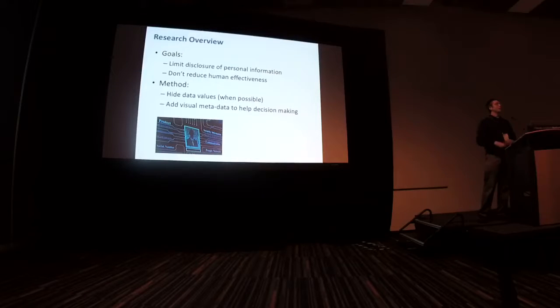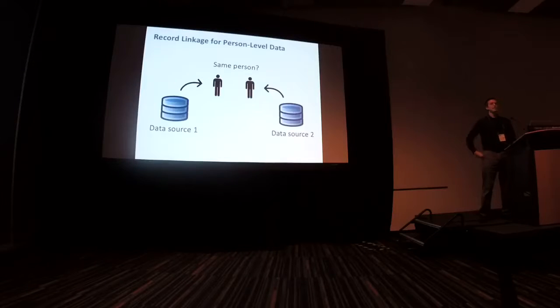We're looking at methods of limiting disclosure without negatively affecting human performance. And to do this, I'm going to be talking about a very simple method of just hiding data values, but also adding metadata to be able to help in decision making. And the context for this research is based on record linkage with person-level data.